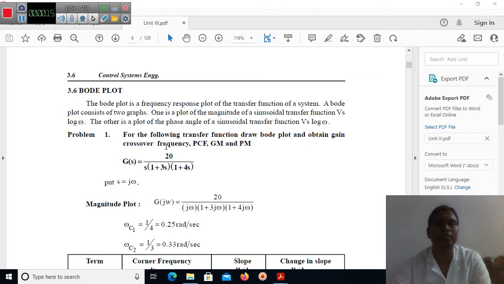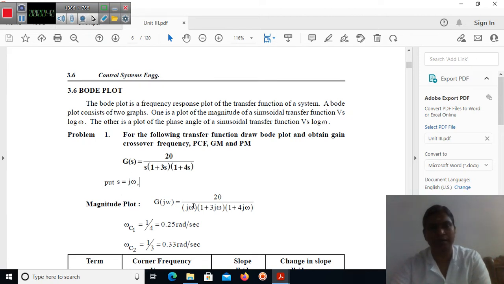and obtain gain crossover frequency, phase crossover frequency, gain margin and phase margin. What is our given data? Open loop transfer function G(s) equal to 20 divided by s into (1 plus 3s) into (1 plus 4s). What is our first step? Substitute s equal to j omega. We have to do the frequency response analysis.